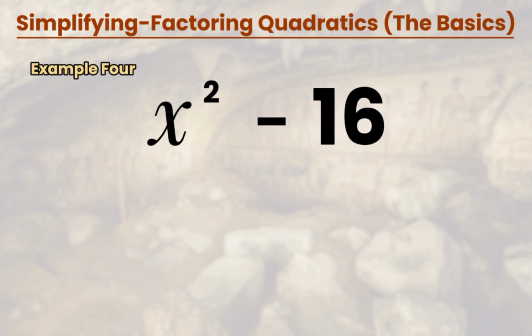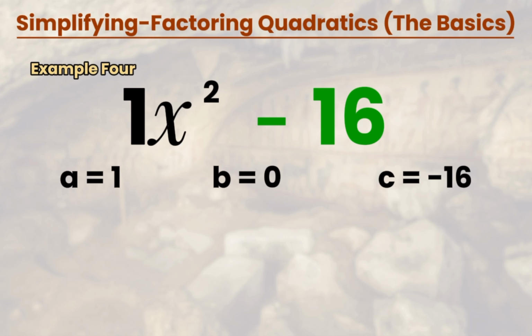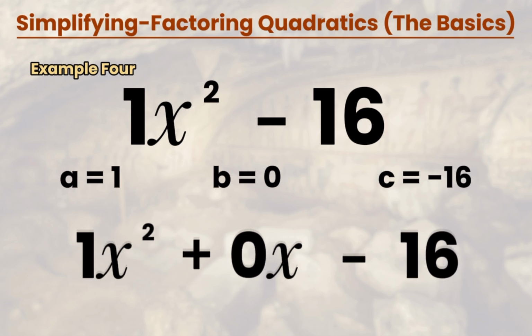Great. Let's now look at this expression, x squared minus 16. You'll notice that it looks a bit different than the others. a is equal to 1, but now b is equal to 0, and c is equal to minus 16. If we added b into the expression, it would look like this.